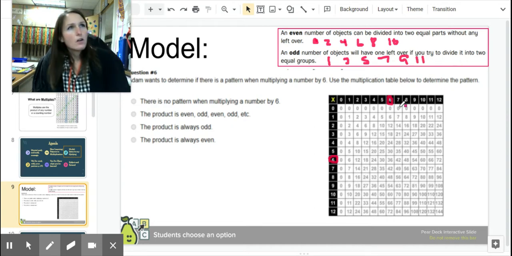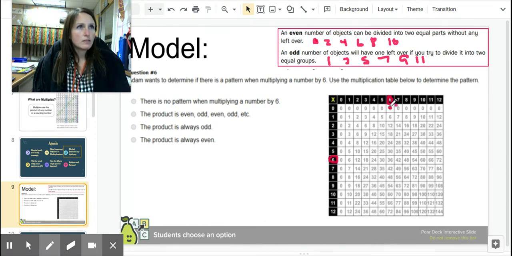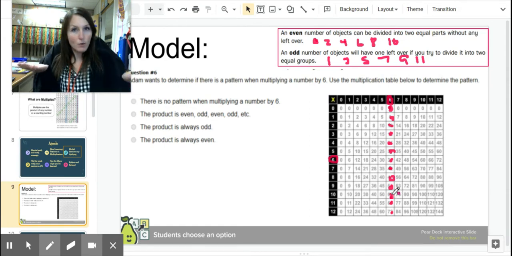So let's look. Okay, 0, that's even. So I'm going to put any number that's even this color. So this is even. 6, that's even. 12, that ends in 2, that's even. 18, well, that ends in 8, so that's even. 24, that ends in 4, that's even. 30, 0, so that's even. 6, 2, 8, 4, 0, 6, 2. Well, these were all even. Okay, there weren't any that were odd.